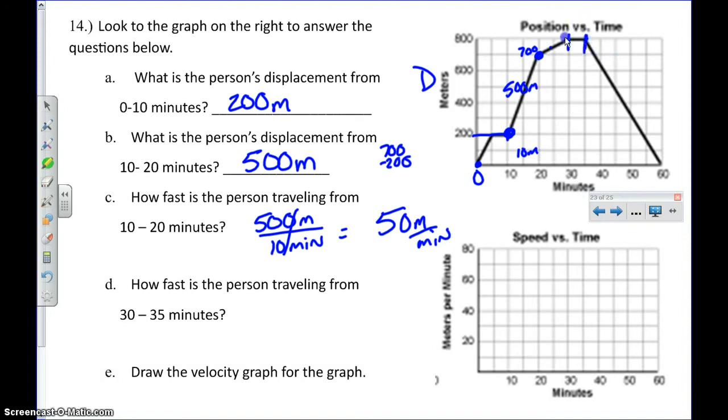Okay, and then how fast was the person traveling from 30 to 35? Between 30 and 35, I was at 800 meters, right here, and at 35, I'm still at 800 meters. So how fast was I traveling? I was at 800 meters, I'm still at 800 meters. Sure sounds like I'm stopped right there. So I was traveling at 0 meters per second there.